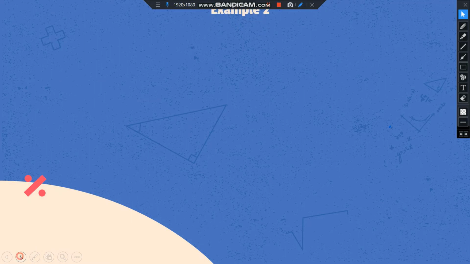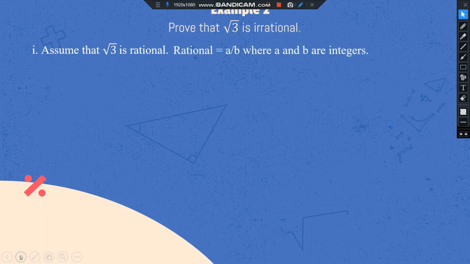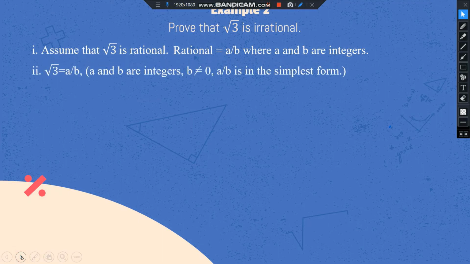So now we have example 2. Prove that root of 3 is irrational. So as per usual, we assume the opposite. We assume that root of 3 is rational. Rational means that we can write the number as a over b, where a and b are integers, meaning that we can write the number as a fraction. So root of 3 equals a over b, where a and b are integers, as we already said. And b cannot be equal to 0 because we cannot divide by 0. And a and b are in simplest form, which means that a and b do not have any common multiples.